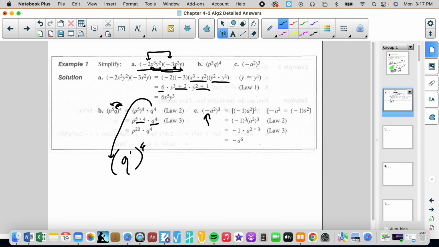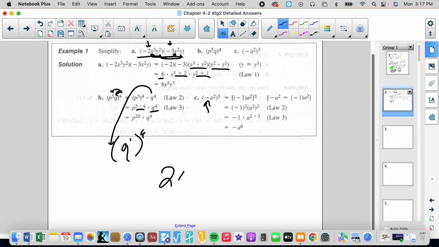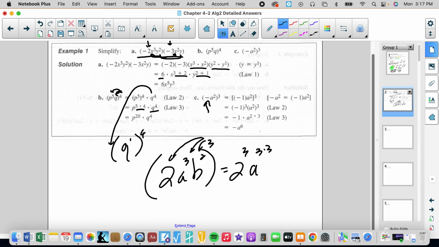So when we have coefficients, if you have 2a to the third, b to the second to the third, you're going to distribute that to the coefficient also. So that's 2 to the third, a to the 3 times 3, b to the 2 times 3. 2 to the third is 8, a to the ninth, b to the sixth. That was a horrible b.